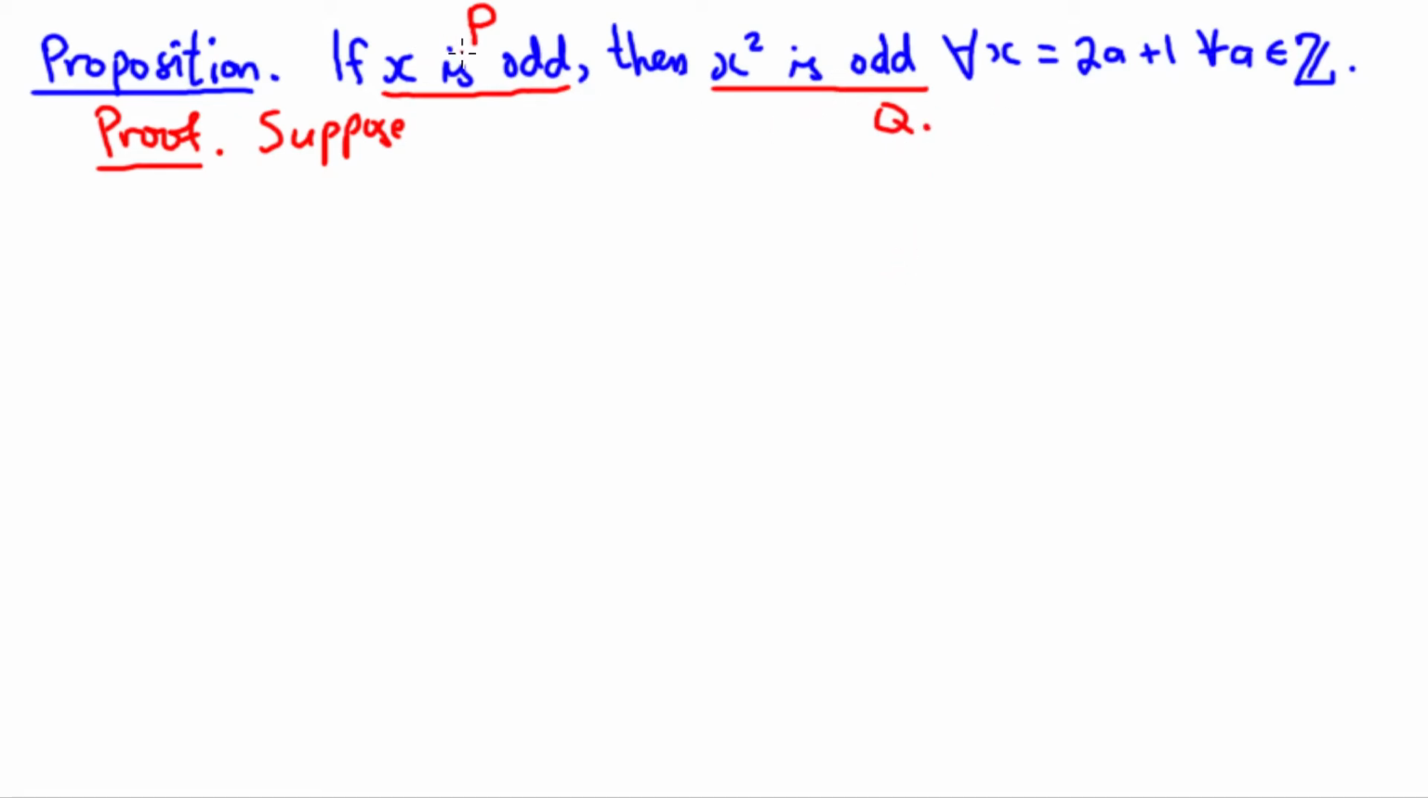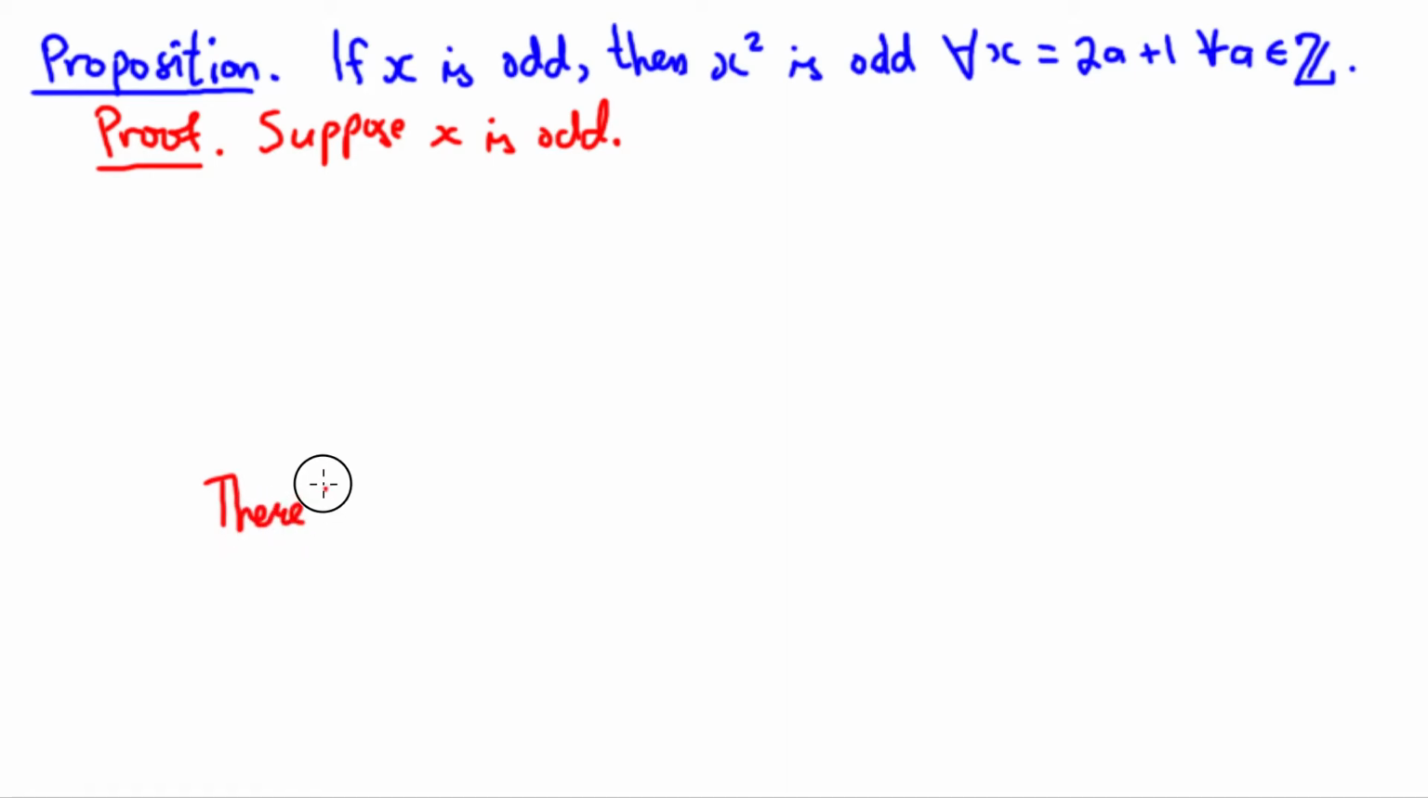If our hypothesis is true, therefore the conclusion is also true, since that's what the conditional statement says. So what we're going to do is, suppose P, that is, suppose x is odd, we should end up in some way wherein we're going to end the proof by saying that therefore x squared is also odd.